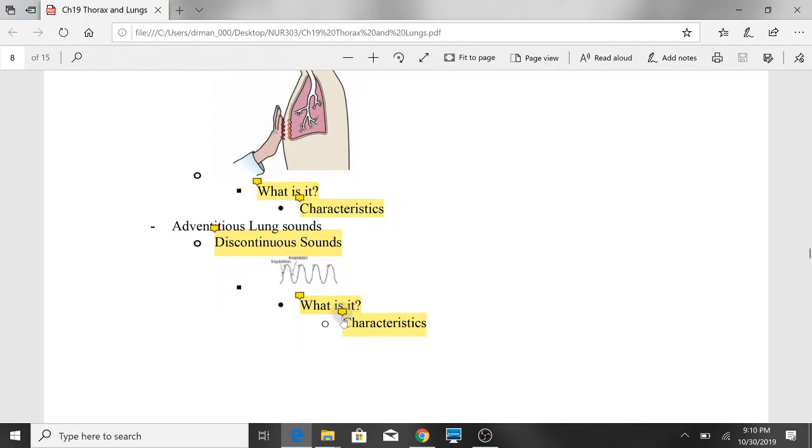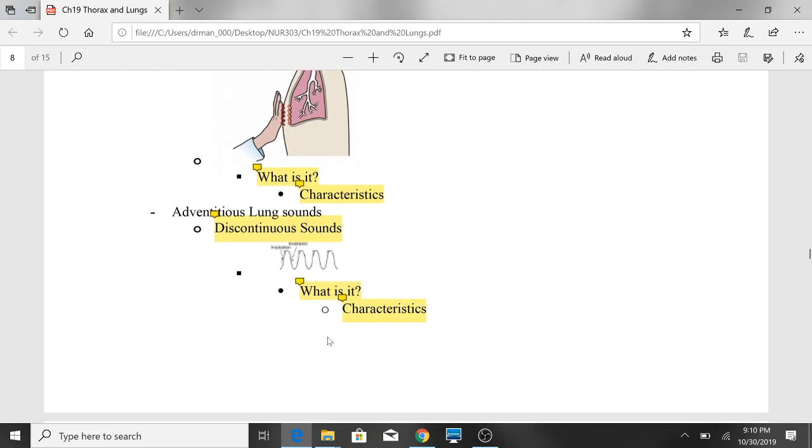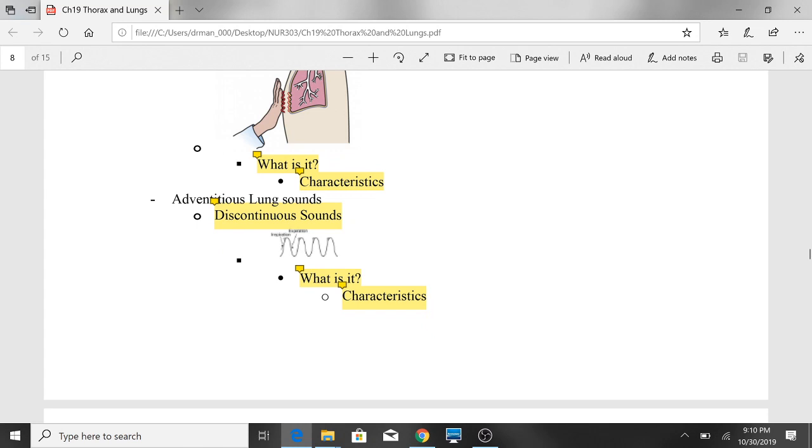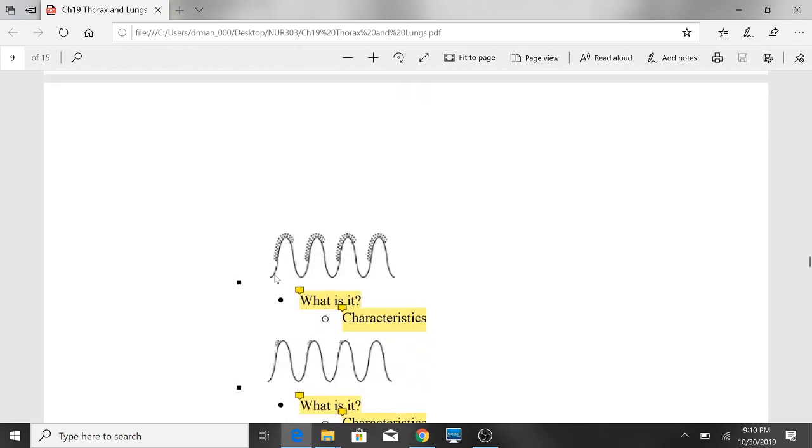What are the characteristics of fine crackles? Discontinuous, high-pitched, short crackling, popping sounds heard during inspiration, and coughing does not clear these. So an abnormal noise heard during inspiration, like popping. Easy. How about this one?